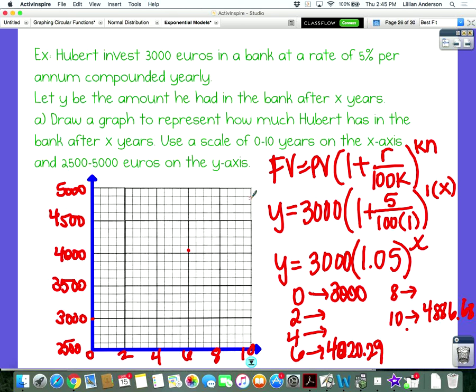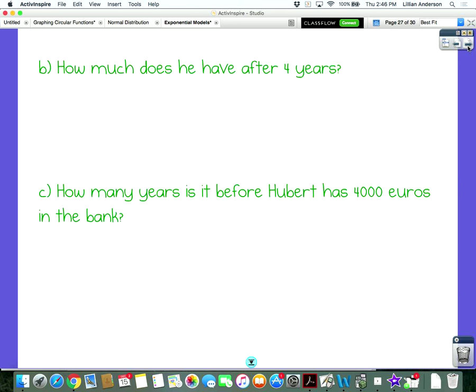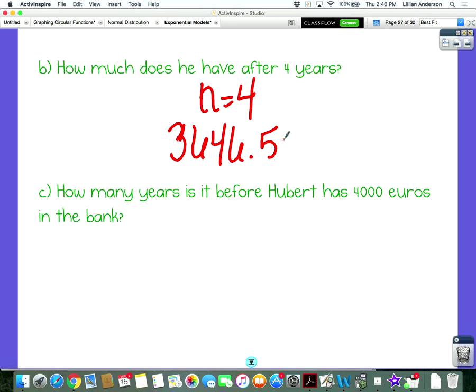So I'll stop things right here. Yes, it kind of does look a little linear, but it is indeed doing kind of an exponential type thing. So, answering those last couple of questions, I think one was how much does he have after 4 years? You gotta plug in 4 for n. How much? 0.50? 5? 2.